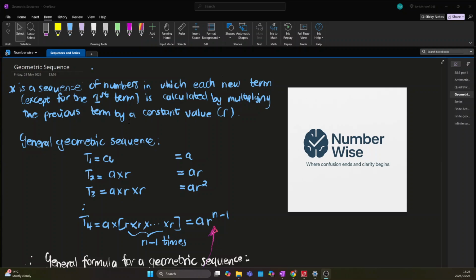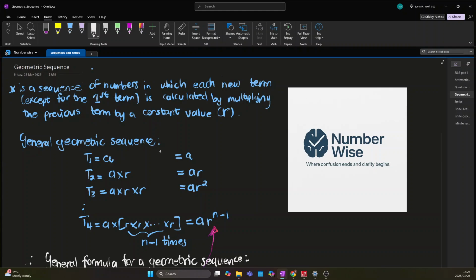So in this video, we'll be looking at geometric sequences. So what is the definition of this? A geometric sequence is a sequence of numbers in which each new term, except for the first one, is calculated by multiplying the previous term by a constant value r, which is called the constant ratio.